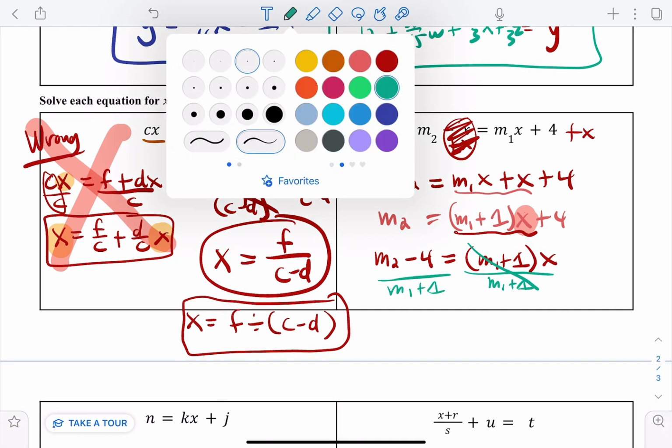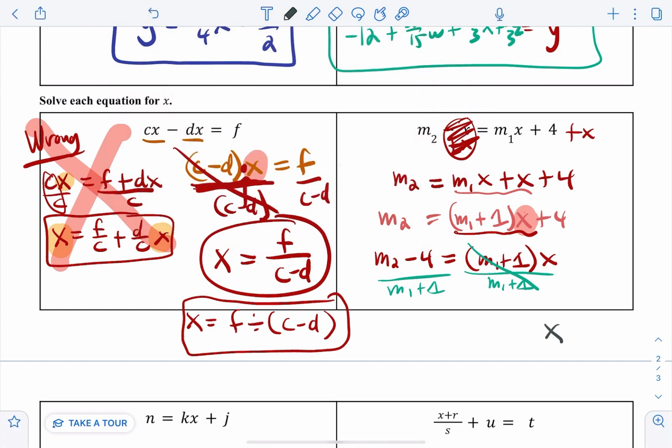So what we end up getting as a final result for this one is that x, when solved for alone, is going to give you m sub 2 minus 4 all over the quantity of m sub 1 plus 1 right there.